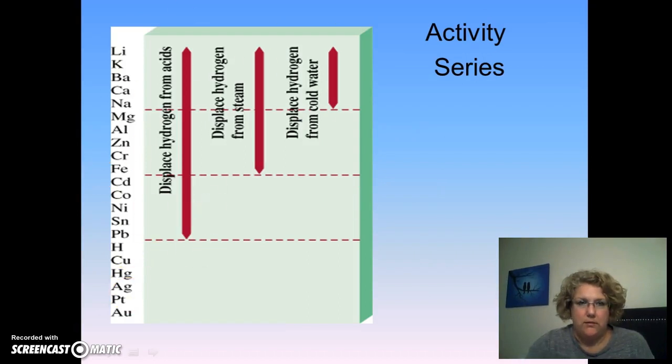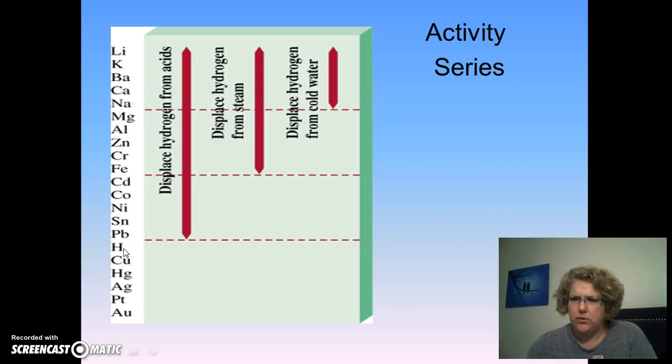So this isn't the complete one you'll get in your notes, but this is a simplified one. Basically, the more reactive metals are towards the top. So see where hydrogen is here? From lead all the way up to lithium, it can kick hydrogen out of an acid. Now, from iron all the way up, they can kick the hydrogen out of water if it's steam. And then only the top 5, from sodium on up, can kick the hydrogen out of pure water, just at room temp, cold water.